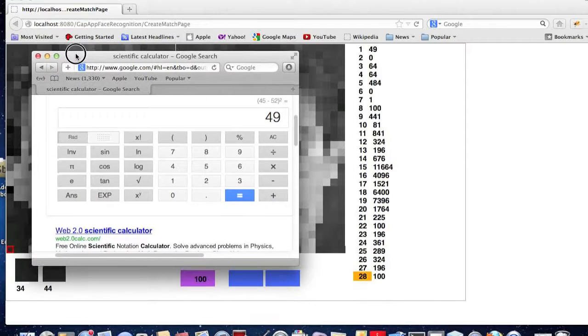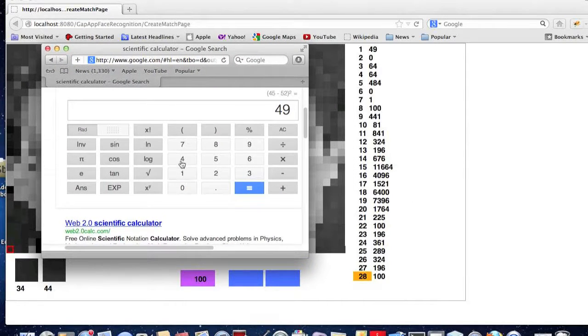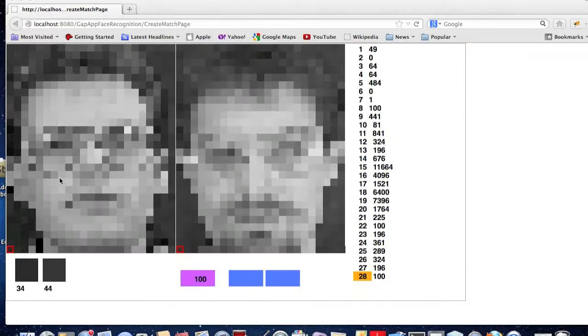Let's look at, what do we get when we get the difference here? We're going to get 34 minus 44. We square that, and that's equal to 100, which is what we've got there. We can do that with each one of these.